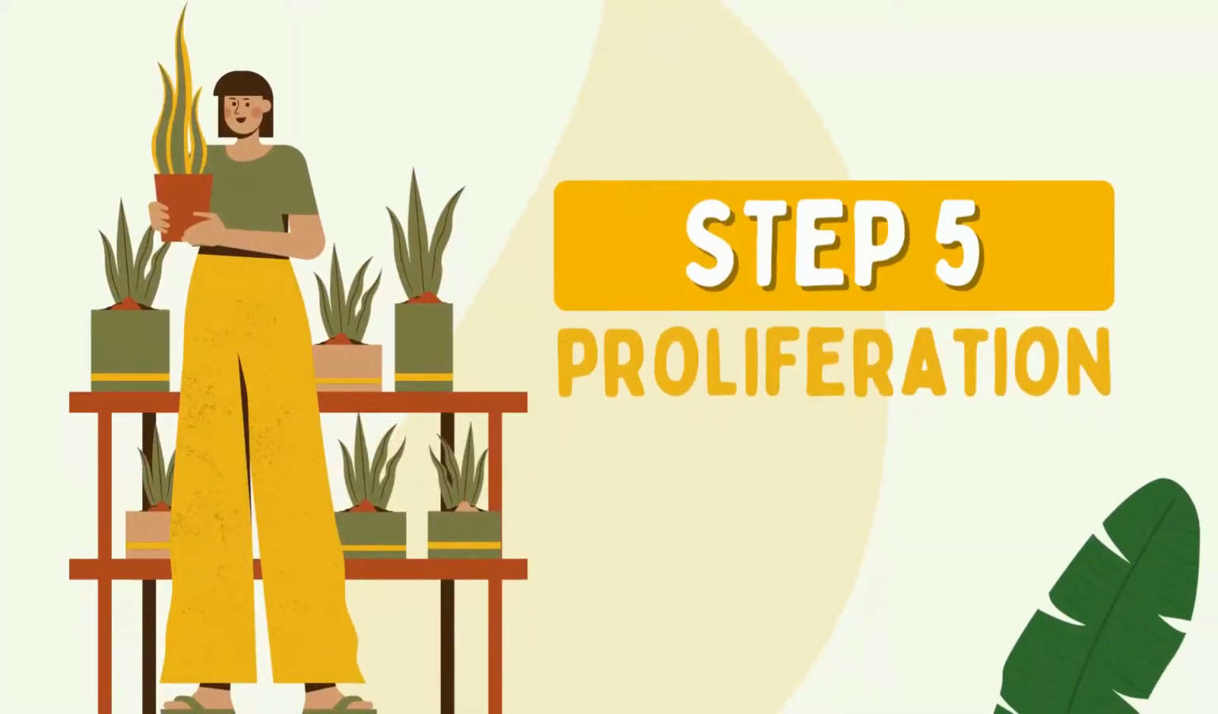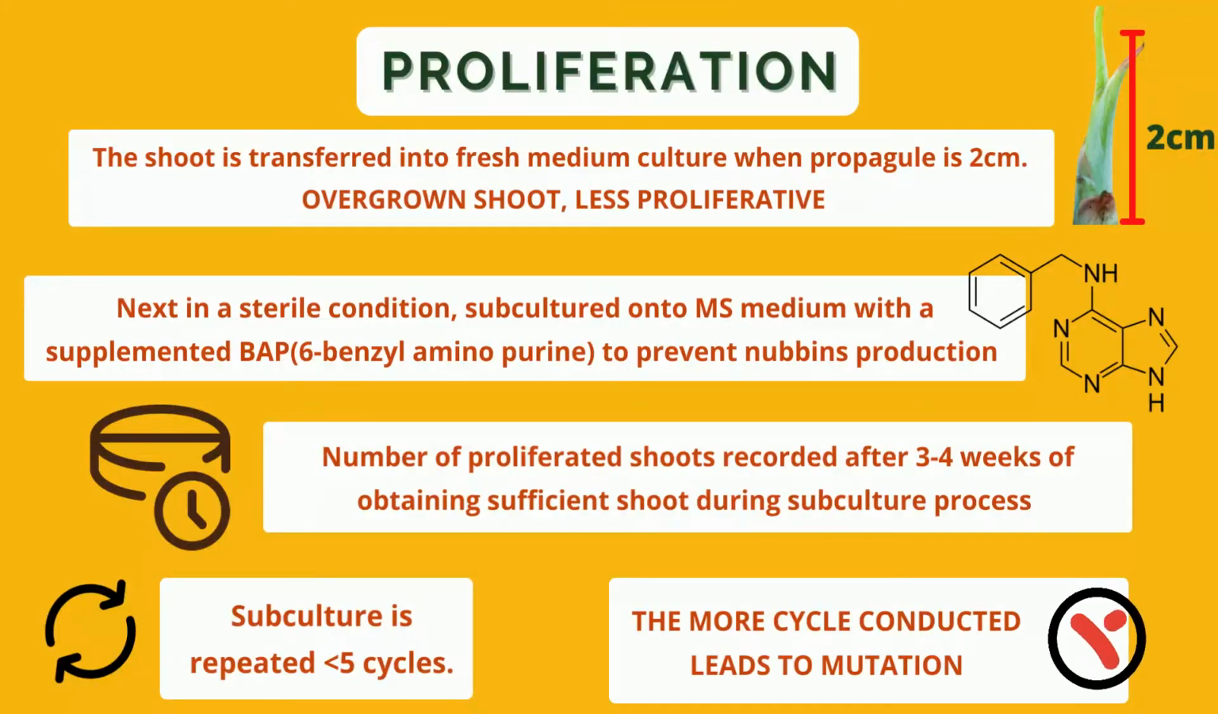Step 5 is proliferation. The shoot is transferred into fresh culture medium when the propagule is 2 cm in size. But if the shoot is overgrown, it will be less proliferative.